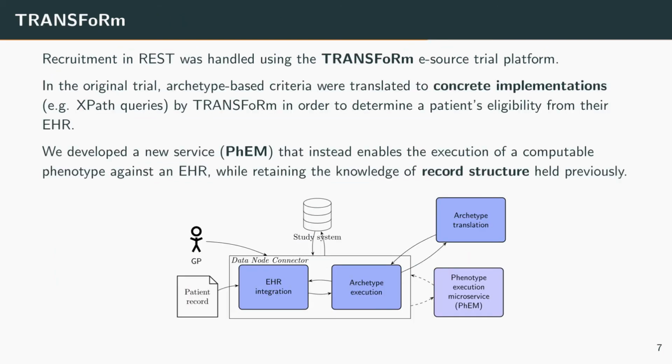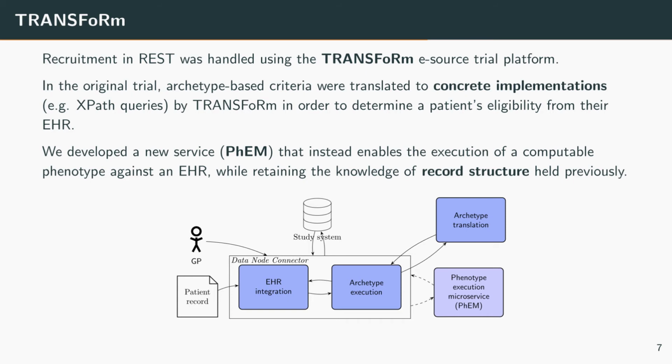Our second thing to do was to determine how these eligibility criteria were actually implemented or used in practice for point-of-care trial recruitment. For REST, a particular piece of software was used, which is called Transform. And what Transform does is essentially connects in with a patient's record when it's opened during a particular consultation. And when that record is open, it takes the eligibility criteria, which are expressed as archetypes, and translates them into a concrete implementation, something like an XPath query. And using knowledge of the structure of the EHR source, it will explore that record to determine if that patient is eligible.